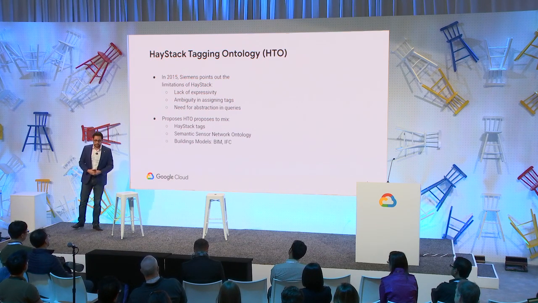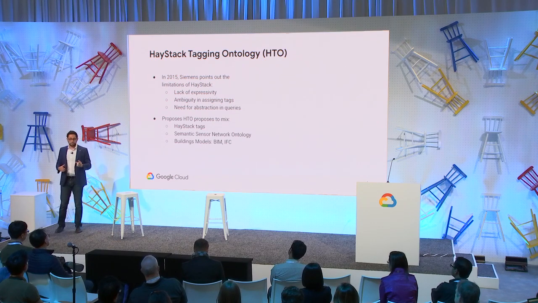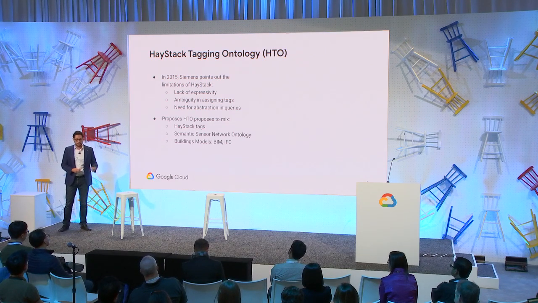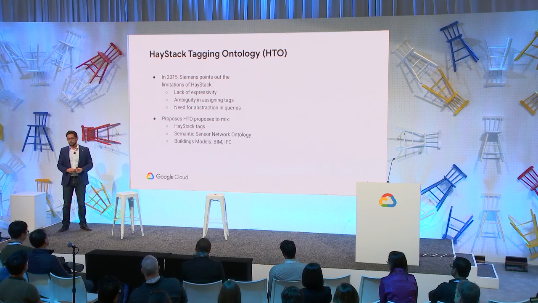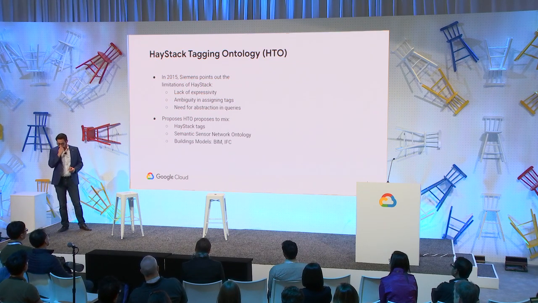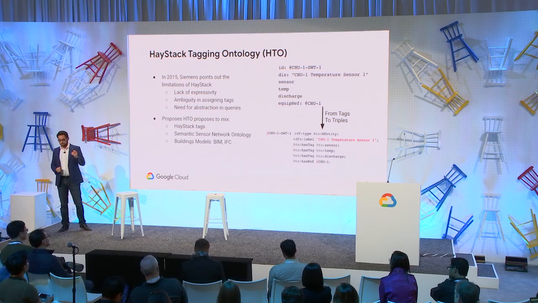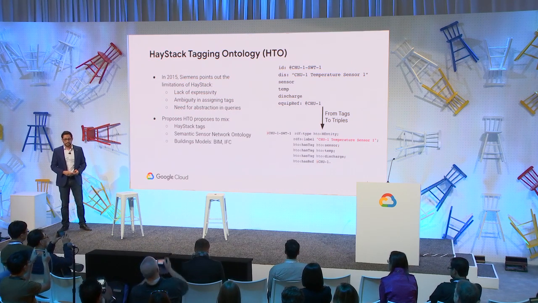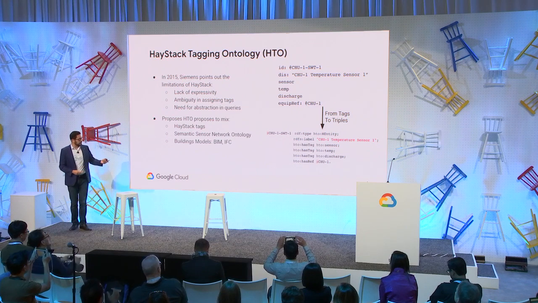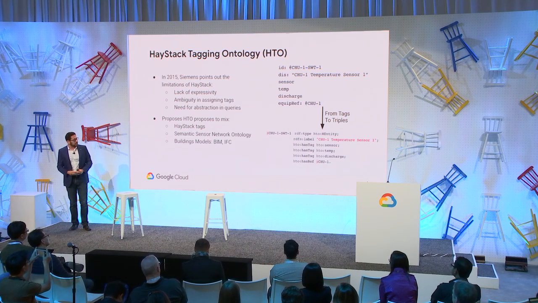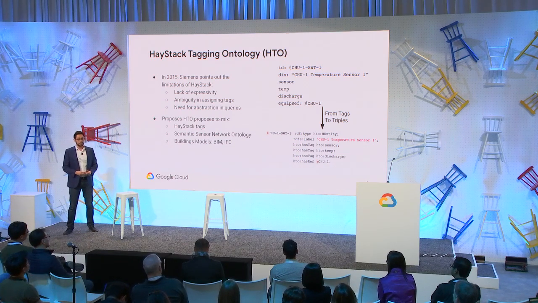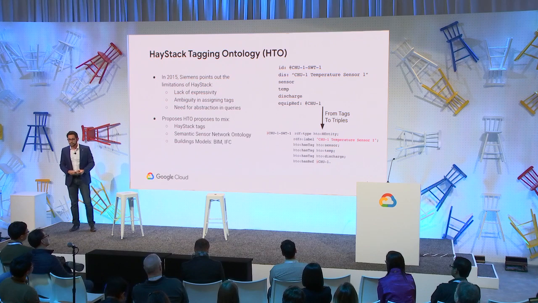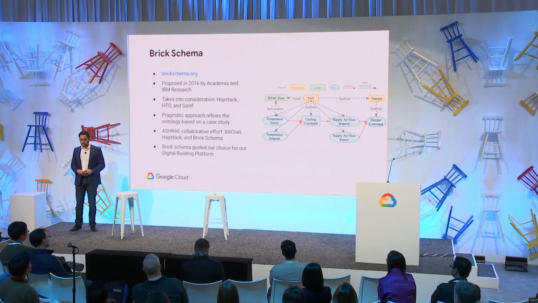So Siemens proposed the Haystack tagging ontology, which proposes to mix between the Haystack tags, the semantic sensor network ontology, and the building models like BIM and IFC. So basically what Siemens tried to do is to take these flat tags and represent them in triples. But as you can see, it's not really a lot of explicit relationship, just to add has tag in the triplets. We still lack expressivity. And this is where Brick comes into the picture.